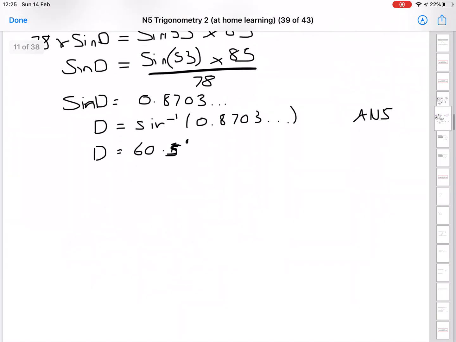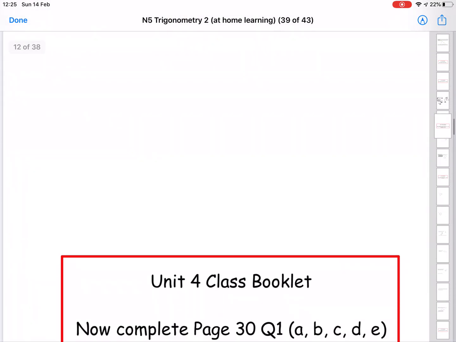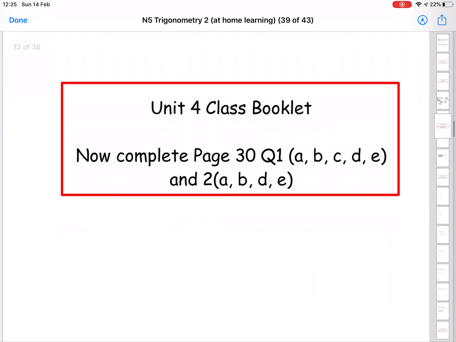So the questions I would like you to do today are very similar to these ones here. It's from page 30 in the Unit 4 booklet. So question 1, A, B, C, D and E. And then question 2, I've chosen A, B, D and E for you to try, okay?